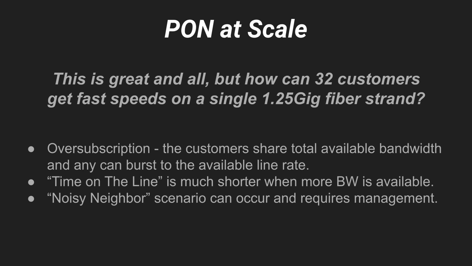So a lot of people, when I explain PON, they're like, yeah, that's great, but how can 32 customers get fast speeds off of a single strand that can only do 1.25 gig? And yes, it's oversubscribed. That's the whole thing, you're connecting more people on the same piece. But the one thing that is really important to think about is that it's not divided 32 ways. Everybody gets access to the same amount of available bandwidth on that. And things obviously happen much quicker. Your downloads are way faster.